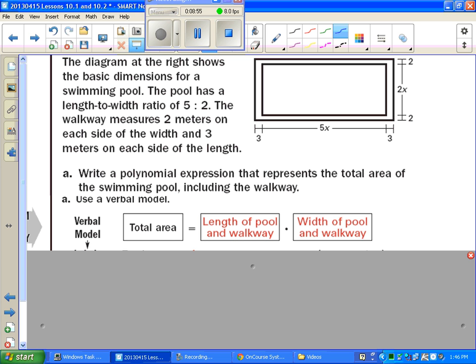Okay, then we have a pool with a length to width ratio of 5 to 2. The walkway is 2 meters on the width side and 3 meters on the length side, and actually shows us there 3 on the length side and 2 on the width side. So our verbal model, the total area will be the length of the pool times the width of the pool, and both of those include the walkways. Remember, your formula for area is always length times width. So that's all we did was incorporate with the walkways, length times width.